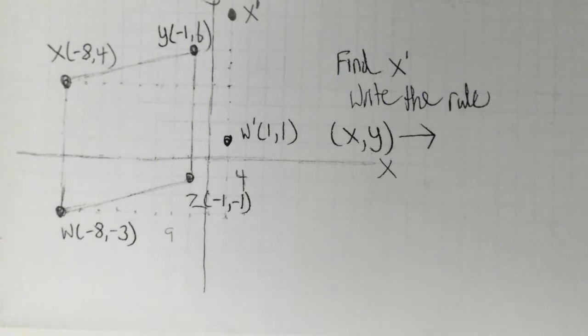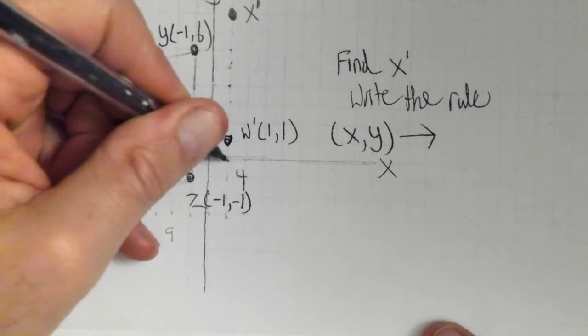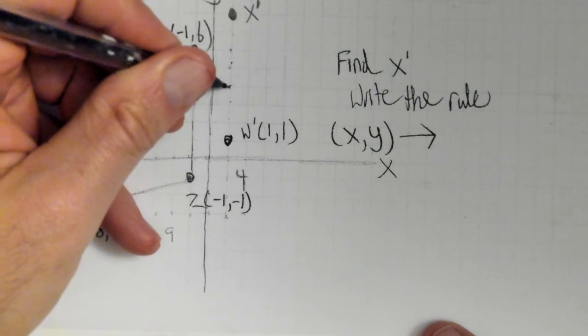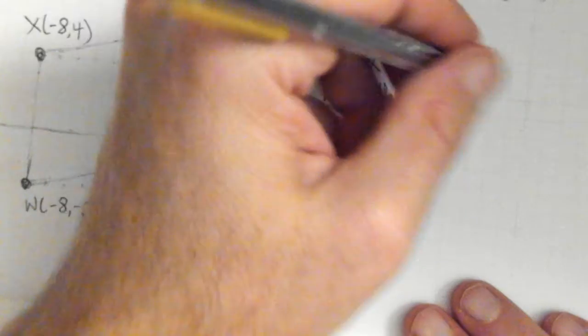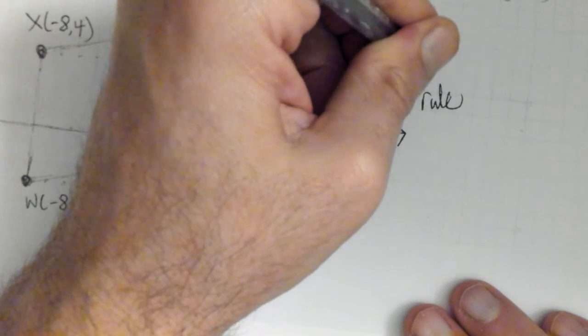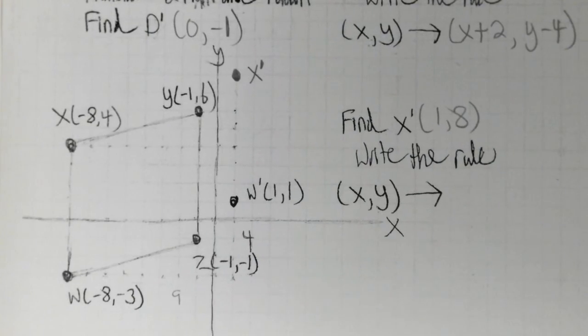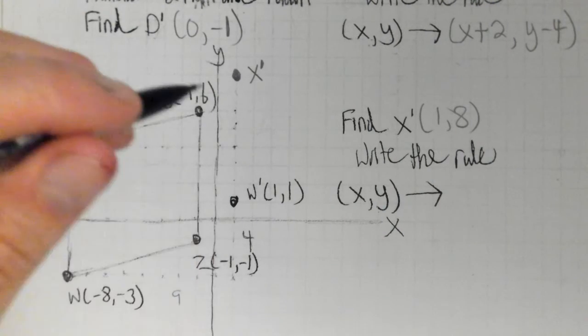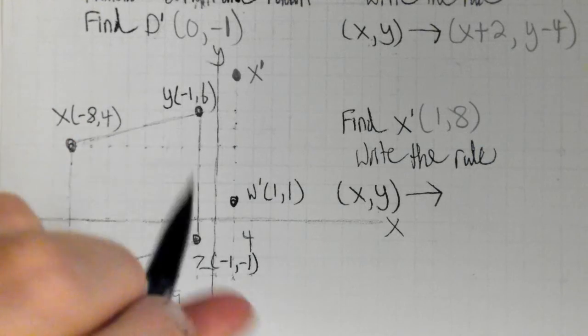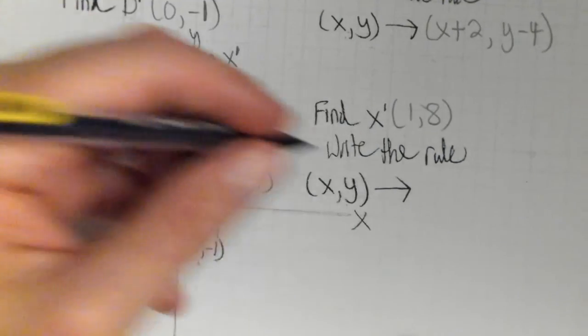And so the question is now, what's that coordinate? Well, it's 1, 1, 2, 3, 4, 5, 6, 7, 8. The coordinate for x prime is 1, 8. All right? And so, again, if one of the points moves over 9 and up 4, they all have to move over 9 and up 4. And so what would the rule be here?